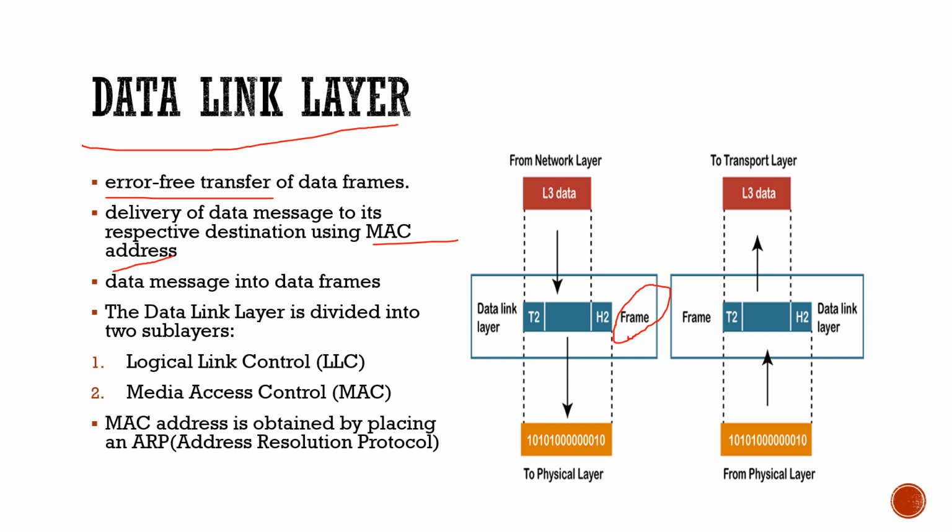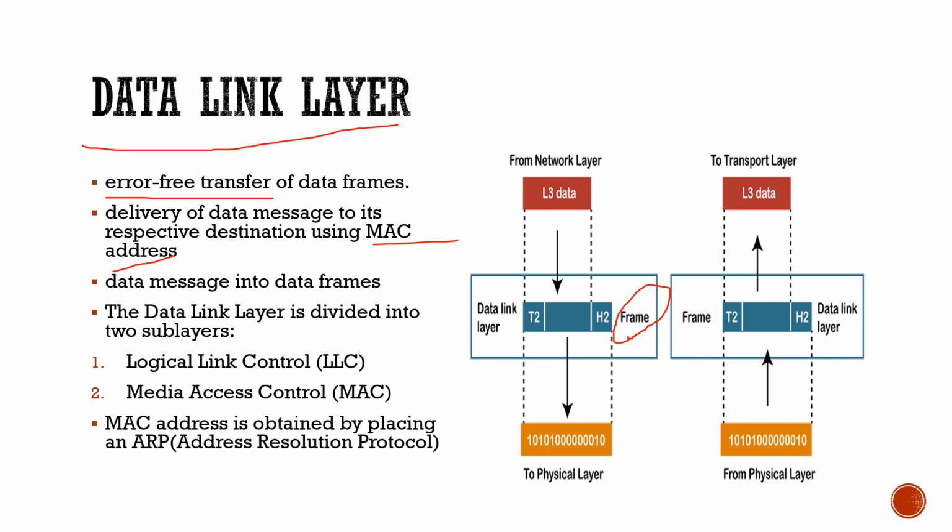So, have you heard of the terms MAC and IP? MAC address is the address of a computer. IP address is the address of the network which we are using right now. So, the data link layer uses frames and uses MAC addresses for its communication.